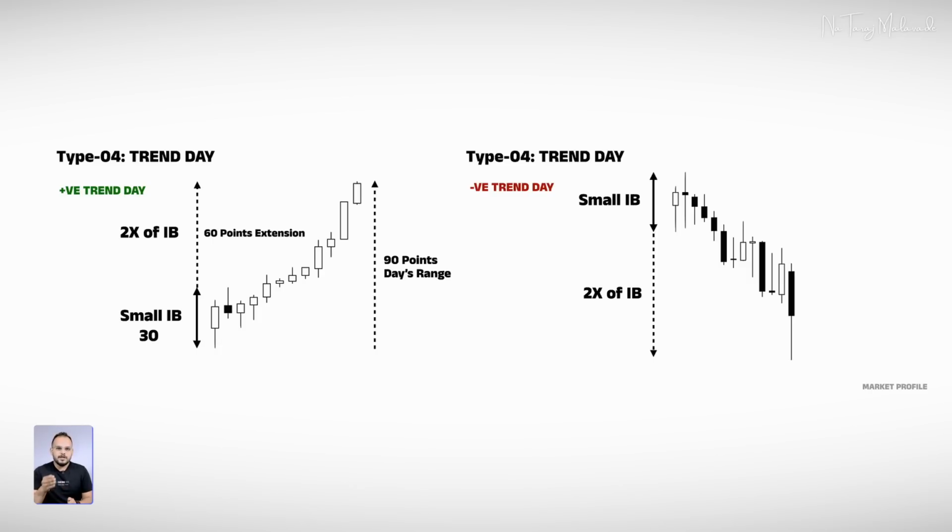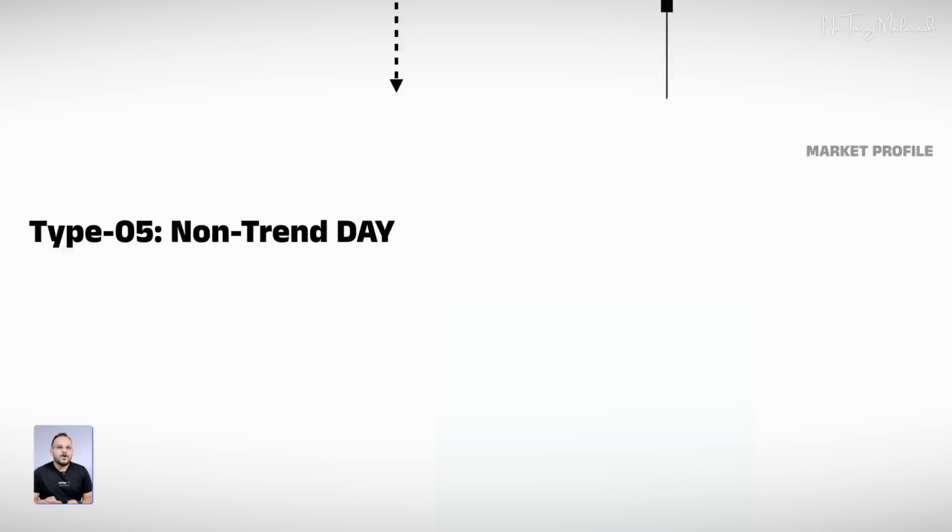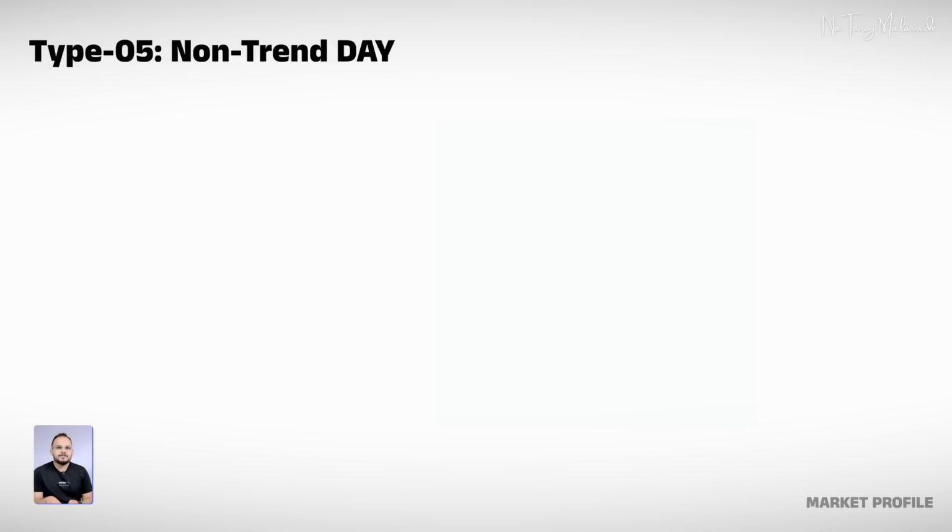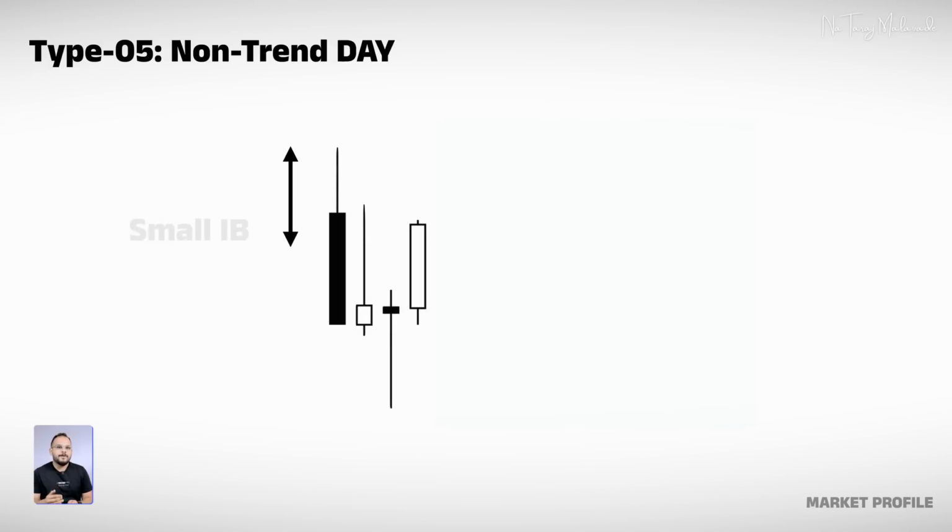But when they do happen, you should be ready to take a strong position, and also a small IB gives you a lot of conviction to trade the markets on these days. Well, the next day structure is non-trend day, and again it is a bit confusing because like the trend day, it also starts with a narrow range. However, the way it unfolds is very different. This is a very important point.